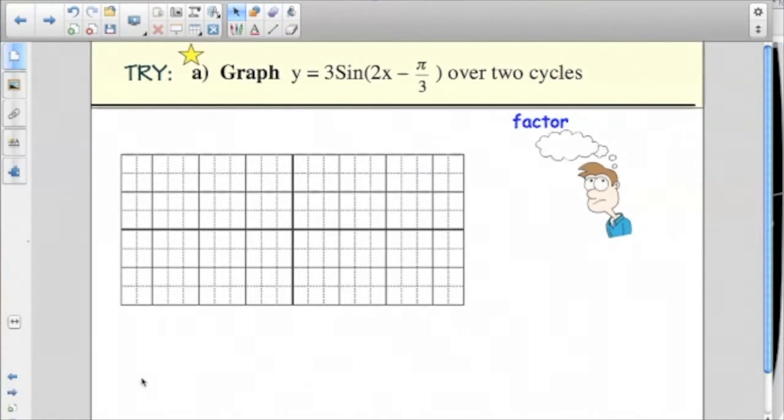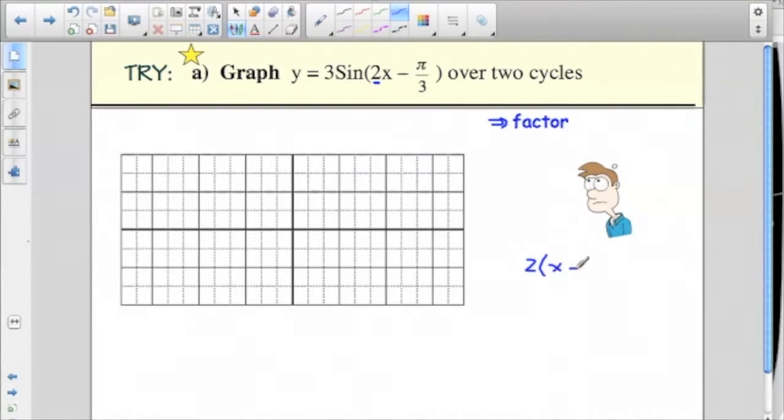Okay, this slide I'm bringing to your attention because this is one that gets people confused because of this guy right here, that 2. So I give my little guy here with the word factor. Okay, it's a factor question, guys, so you gotta remember. Before I even tackle this one, let's just factor the 2 out. So we take the 2 out, and it's going to be x.